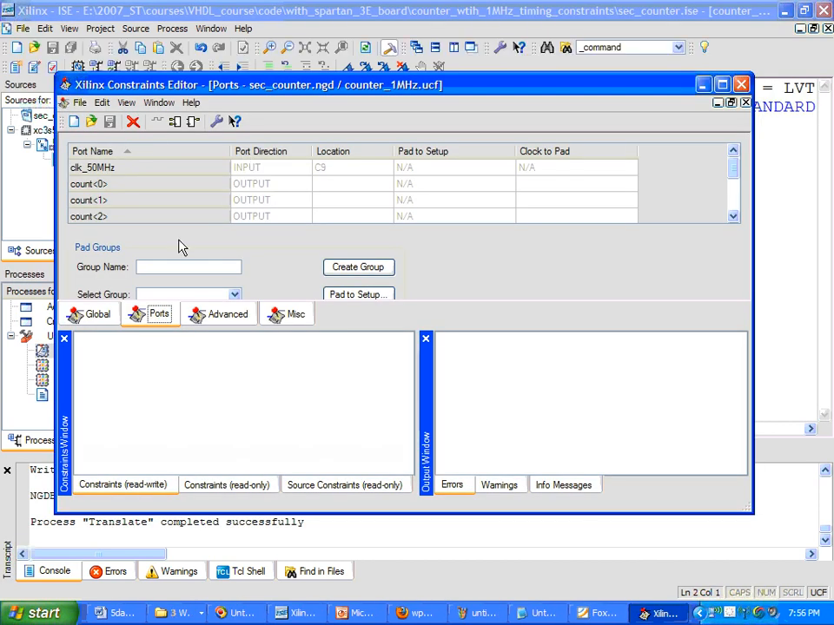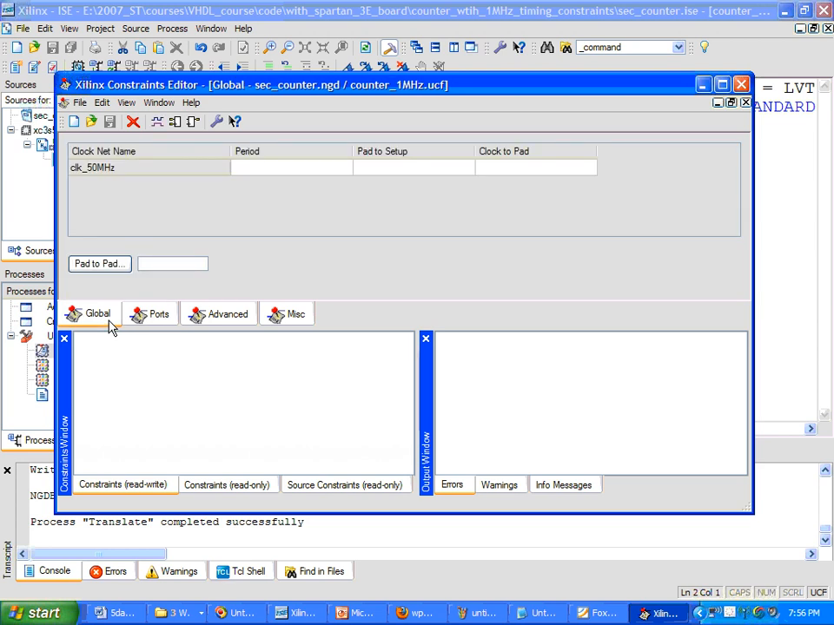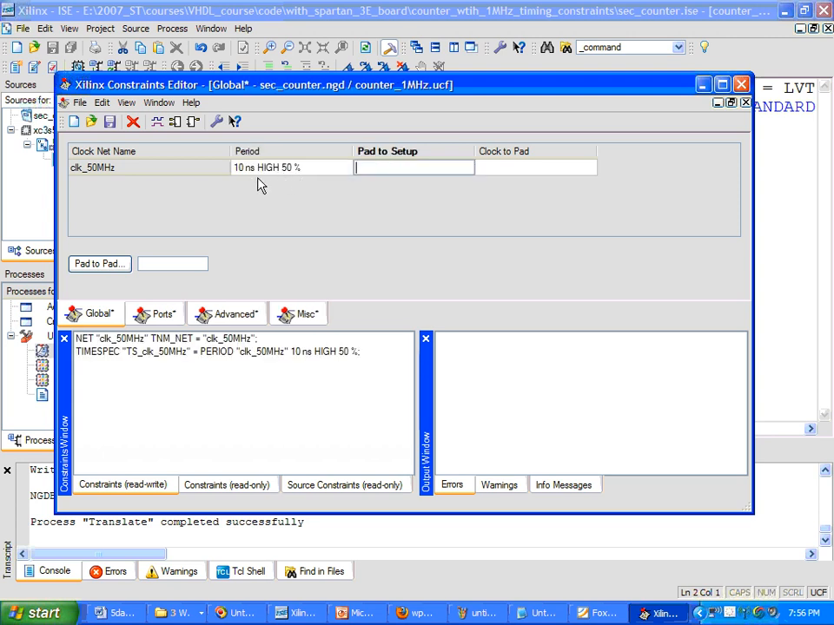Once the Xilinx constraint editor opens for timing constraints, you go to global options. Then you can give the three constraints we have just discussed. First the period: let us say we give a 10 nanosecond period. So we want the circuit to work at 10 nanoseconds or any value above it, so 10 nanoseconds is the minimum clock period. Similarly, for pad to setup time we want to give 5 nanoseconds, and for clock to pad we want to give around 7 nanoseconds.